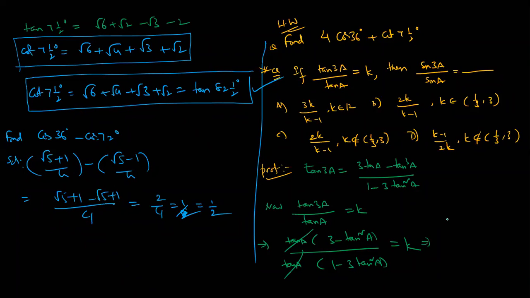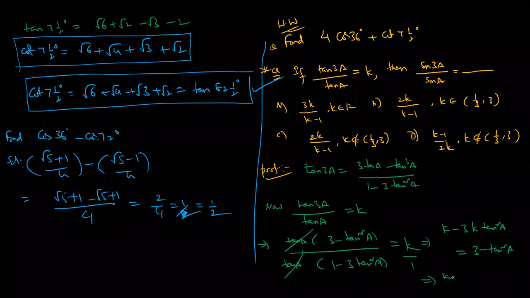This implies cross multiplication: K minus 3K tan square A is equal to 3 minus tan square A. Once again, I'm repeating: from the numerator, K is the common factor, so tan A cancels from the denominator. After that, apply cross multiplication. Dear students, from this case, I need the value of K.